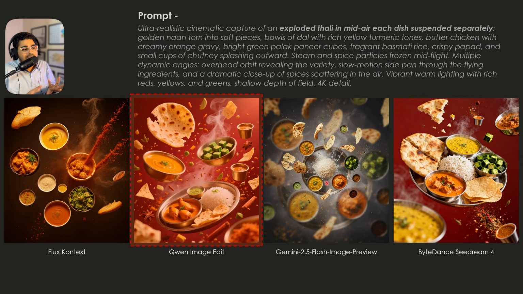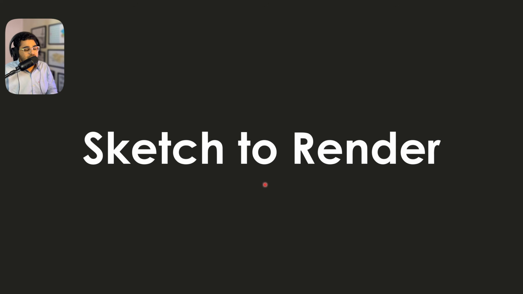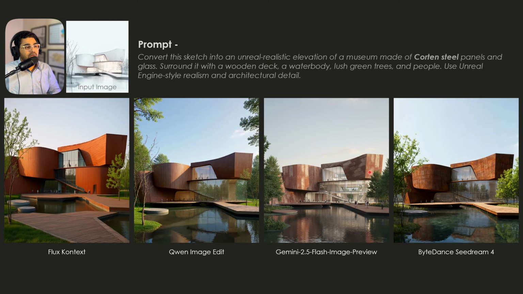For NanoBanana, things are just moved away. In Seedream, the thali is intact. I don't know where the thali in FluxKontext is. Then coming to sketch to render. Now most of these examples you will see from my FluxKontext video, but in that video I was using Flux API. So the tests might be same, but the output from FluxKontext are also different. In this case worse.